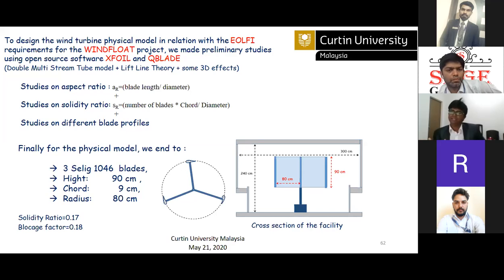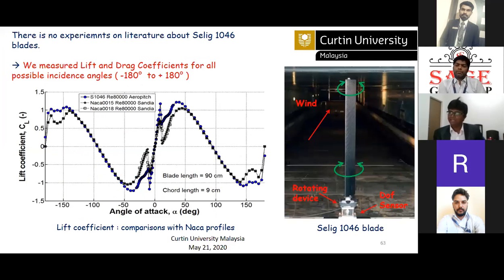We started with some basic calculation with XFOIL and the blade design and solidity ratio calculation, and we obtained an aerofoil. We cannot say obtained, because it's an already existing aerofoil. We obtained the design with that aerofoil, but with a solidity ratio of 0.17. But interestingly, for that Selig 1046 profile, till now there is no evidence of experiments for the lift and drag aerodynamic forces, and no concrete evidence of that.